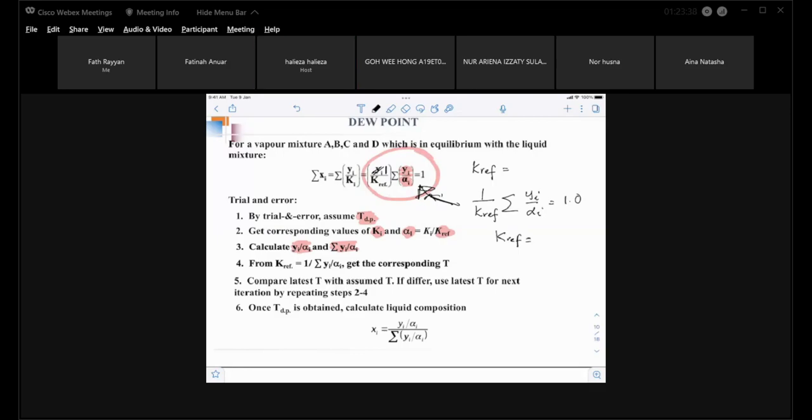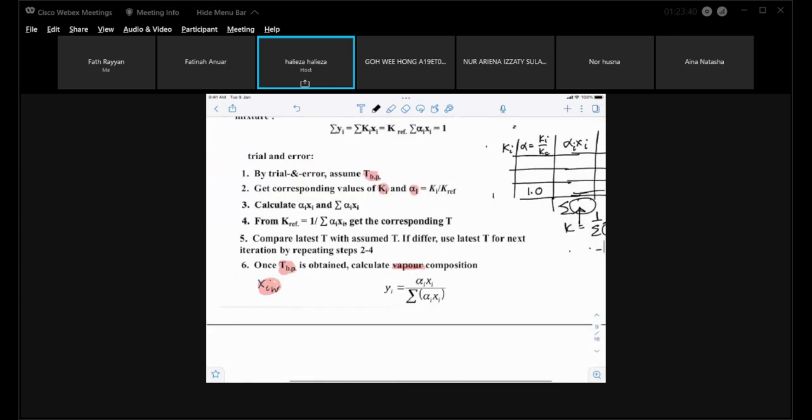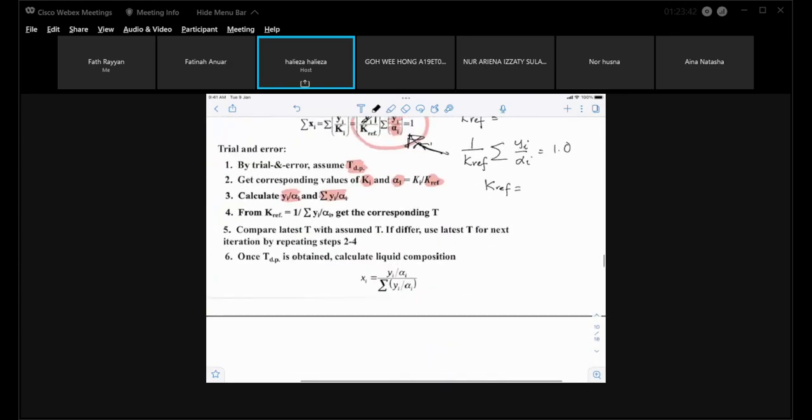Somebody? Should it become 1 over summation yi over alpha i? Should it become like that? Is that the answer? Yes, yeah. Okay. So based on that, you will get your summation here.